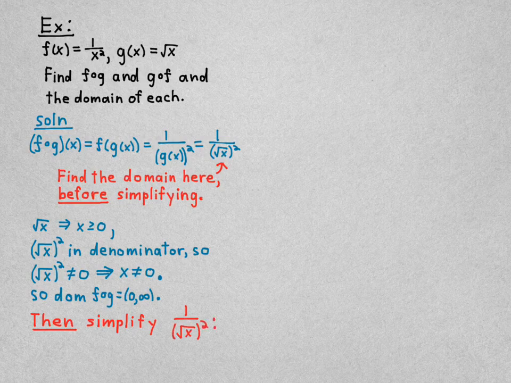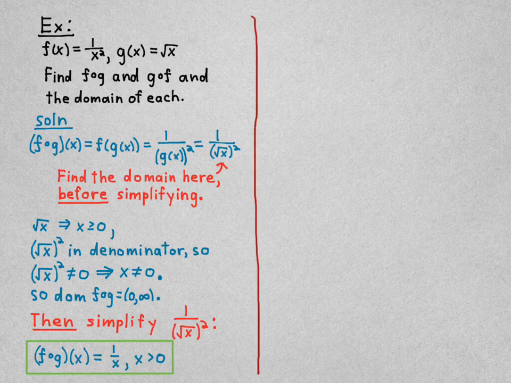Okay? So f compose g of x equals 1 over x with x greater than 0. The x greater than 0 is part of the definition of the function. So that's why I put that in there. Because 1 over x, normally 1 over x would be defined for x not equal to 0. So you'd also have to throw in x less than 0, right?